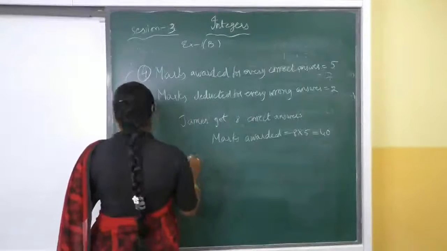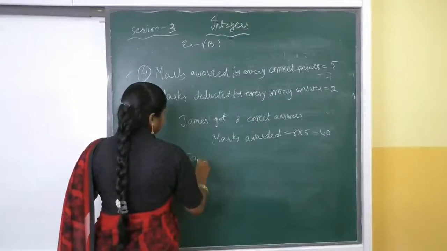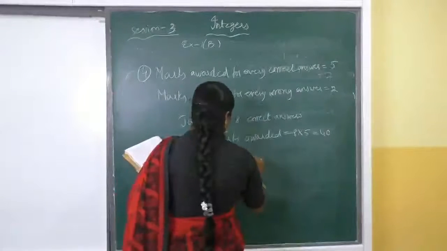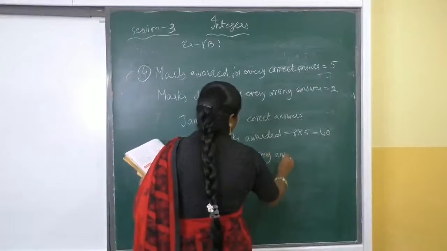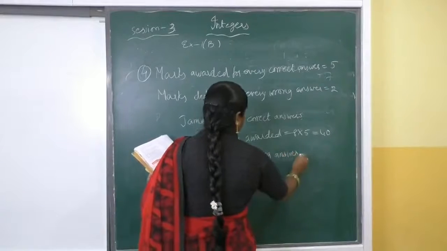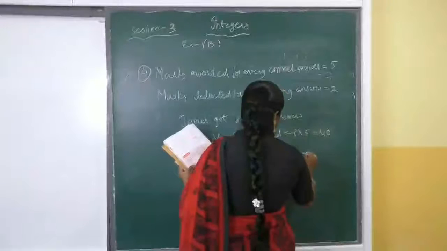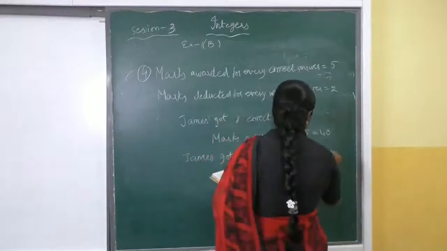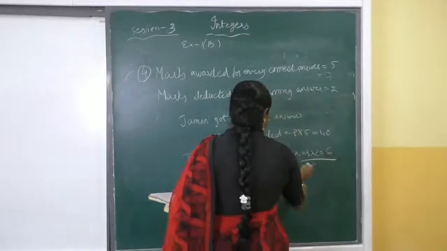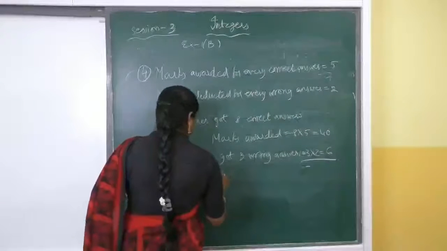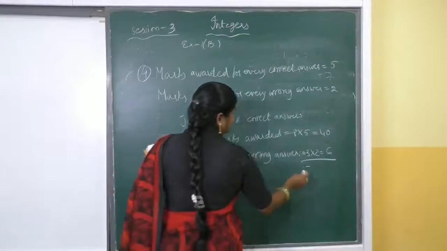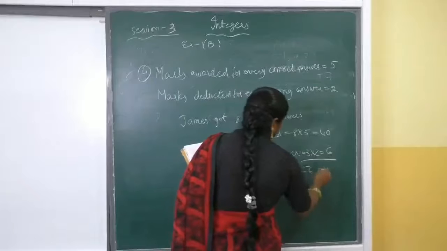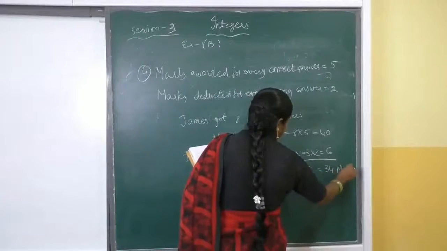Whereas James got 3 wrong answers. 3 into 2, which is equal to 6. So subtract. Therefore, his final score is equal to 40 minus 6, which is equal to 34 marks.